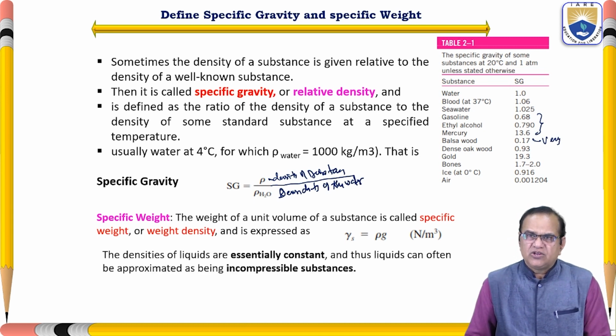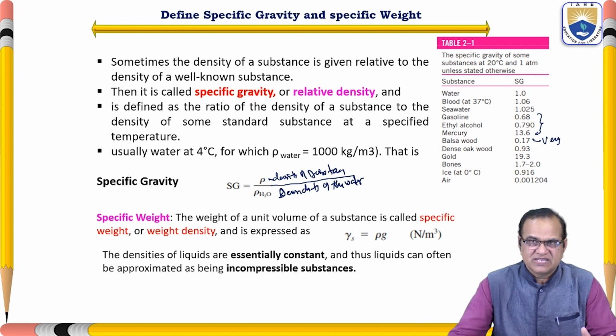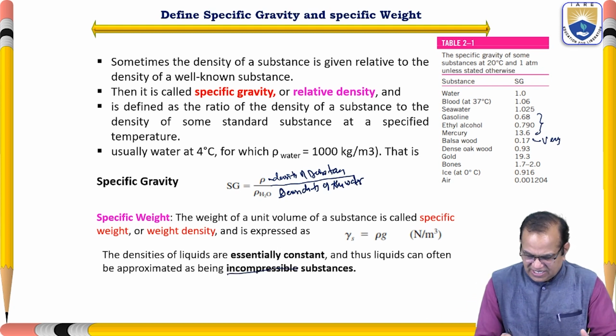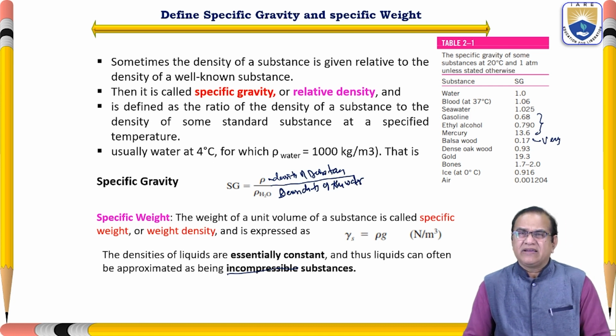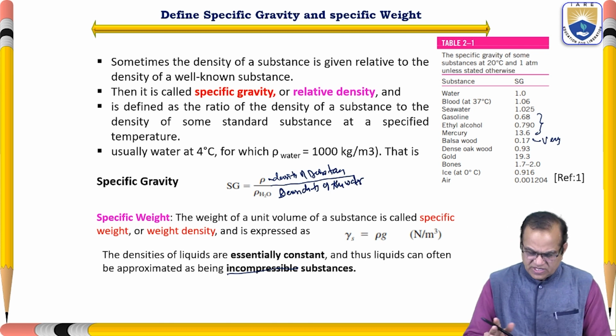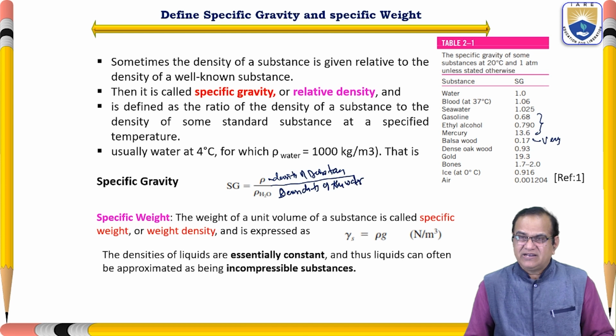The densities of liquids are essentially constant, and thus liquids can often be approximated as incompressible substances. So for all liquids, water or anything, the densities are mostly constant, so we can tell they are incompressible. But gases are not incompressible under certain conditions. Most liquids are incompressible, and solids, you all know, are incompressible. But gases are compressible at certain velocities, temperatures and pressure conditions.